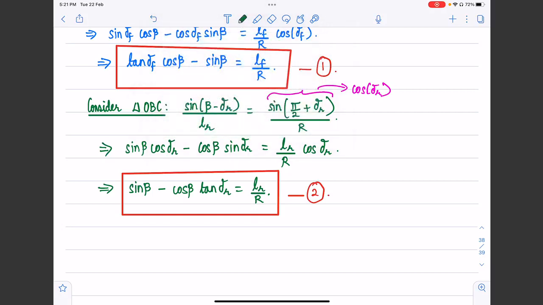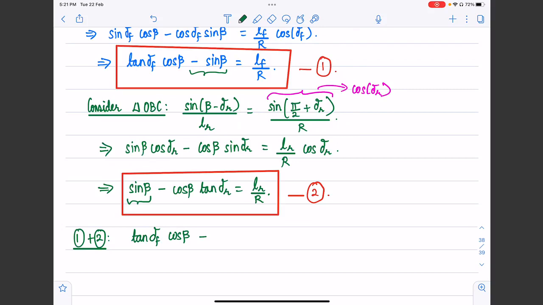So now what we are going to do is simplify these two. First, let's do 1 plus 2. We add equations 1 and 2. What do we get? We are going to get tan delta f cos beta. Sin beta is going to cancel off, because you can observe that there is a minus sin beta here and a plus sin beta here, so they will get cancelled off on the left hand side.